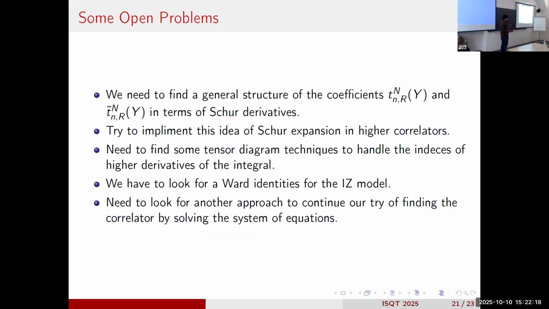So the first and most important one is to find the coefficients in general form of Schur derivatives, and then try to implement our study for Schur expansion of higher correlators. And then we need to think about the tensor diagram technique that I just told you, and then find the full set of identities, which is still missing. And also we need to look for an approach to solve the system of equations that I showed you in the beginning.